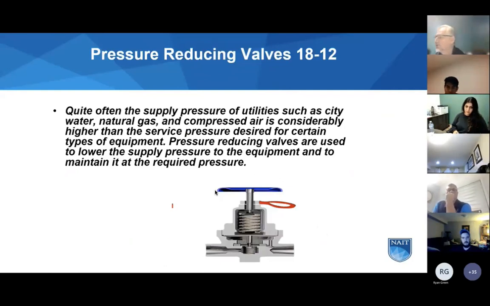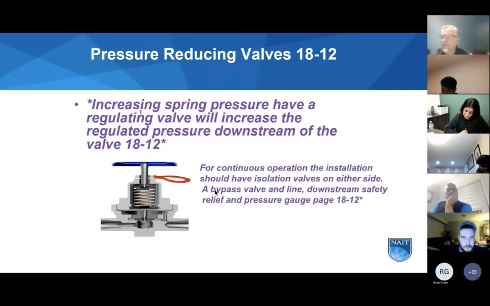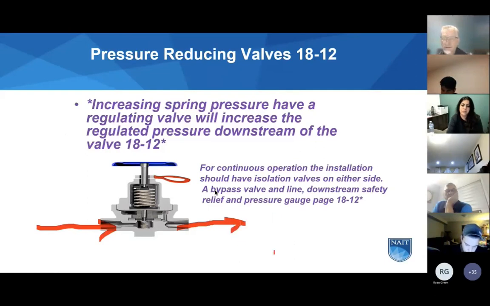Okay, pressure reducing valve. A specialty type of valve, page 1812. The pressure of utilities such as city water, natural gas, and compressed air might be higher than we need, more than the service pressure for our equipment. Pressure reducing valves are used to lower the supply pressure and maintain it at the required pressure. This specific type of valve controls pressure from a header or a main to our supply for the specific uses that we need.